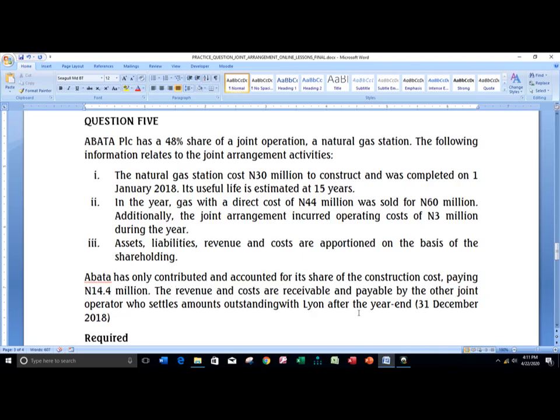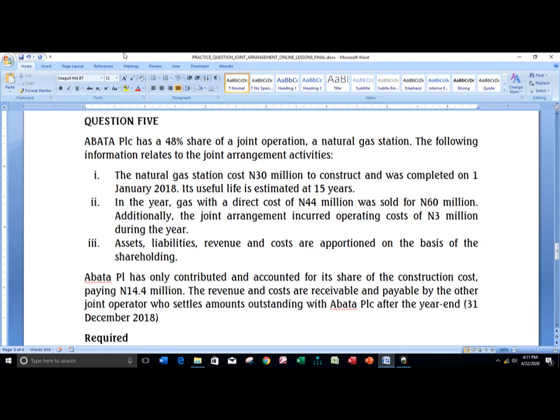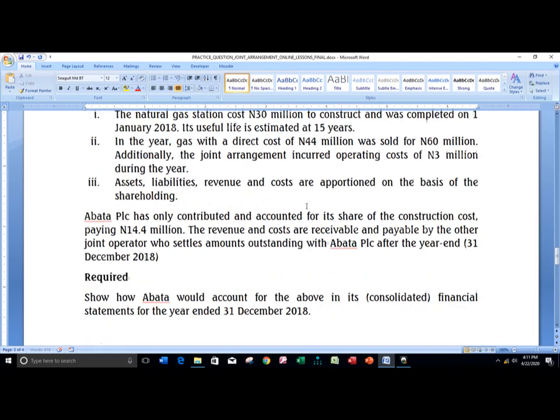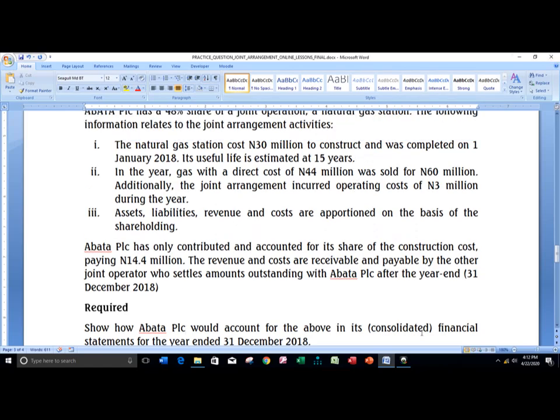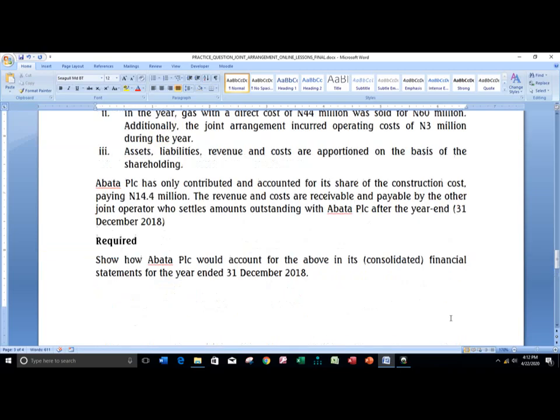The revenue and costs are receivable and payable by the other joint operator who settles the amount outstanding with Abata PLC after the year ended 31st December 2018. So required: show how Abata PLC would account for the above in its financial statements for the year ended 31st December 2018. That is the requirement.